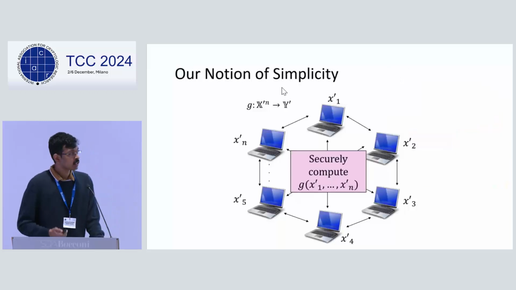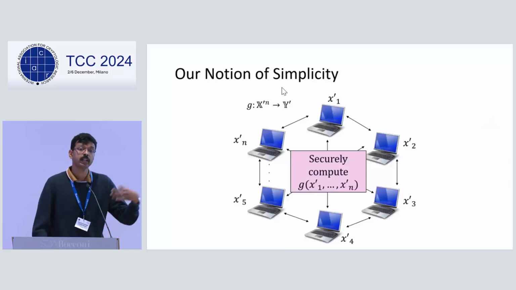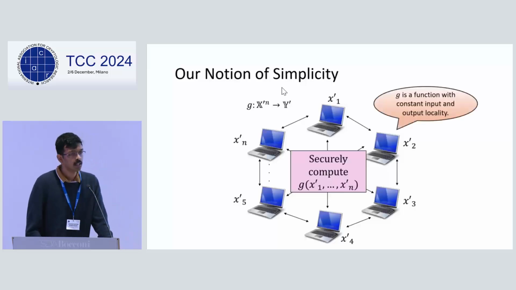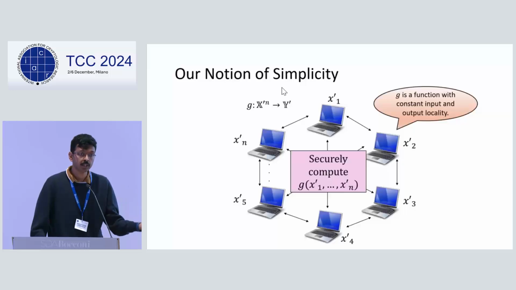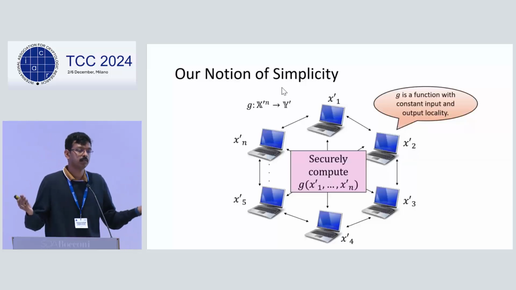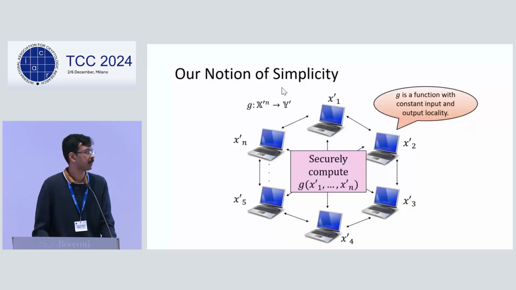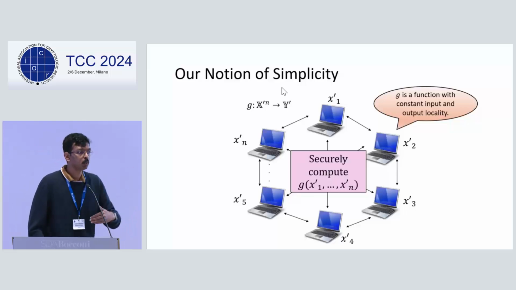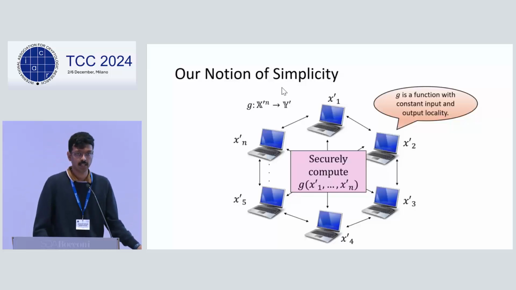In this work, we are interested in restricting the class of simple functions even further, and we require this function g to have constant input as well as constant output locality. So this trivially computes only constant degree functions, but we don't know whether constant degree functions can be represented with constant input and output locality. So this is the question that we are interested in. Specifically, can we reduce the task of securely computing an arbitrary function to the task of securely computing a function with constant input and constant output locality?